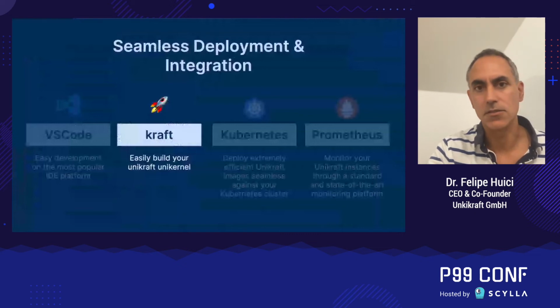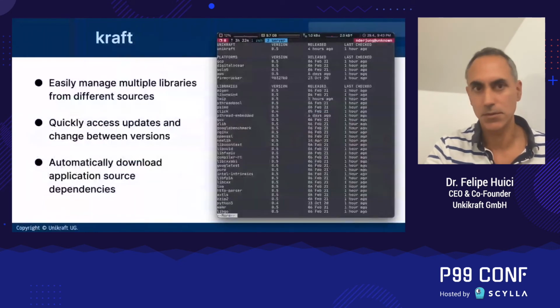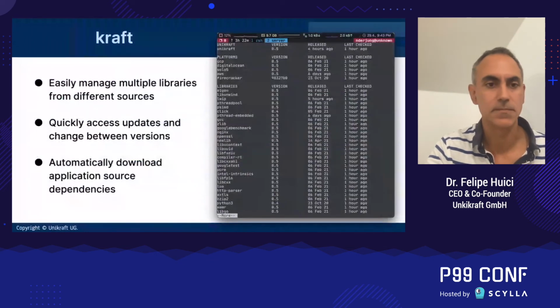Underneath all of that, there's a tool called Craft that we developed, which is the tool that we use to make it simple to actually build this stuff. This is what VS Code is using underneath. I'm not really going to cover this a lot, but basically if you're a developer, you can download Craft and it'll help you build Unikraft images.